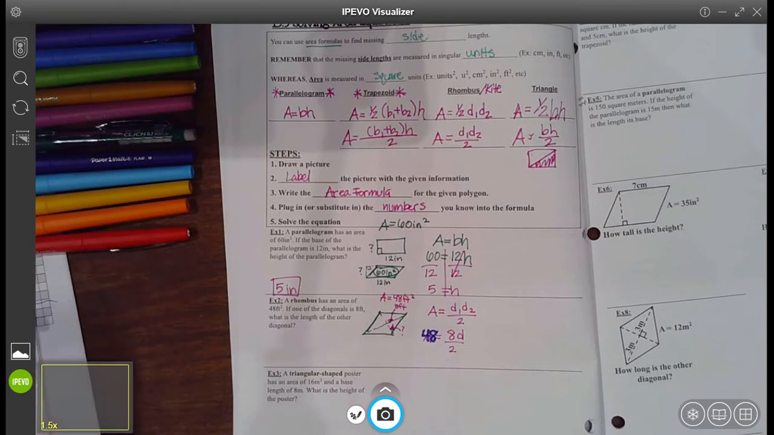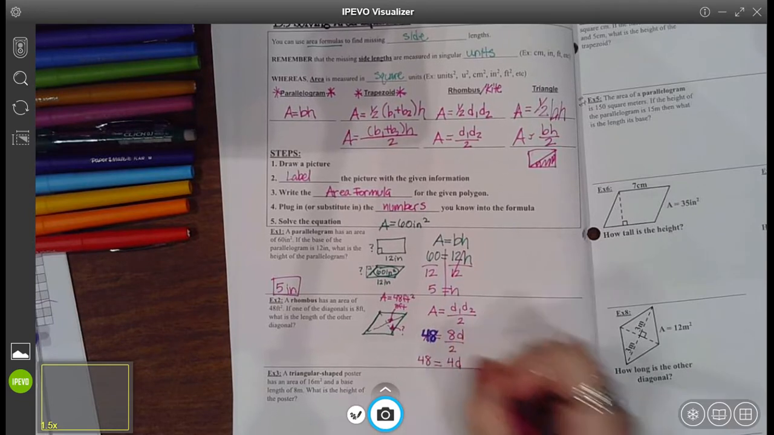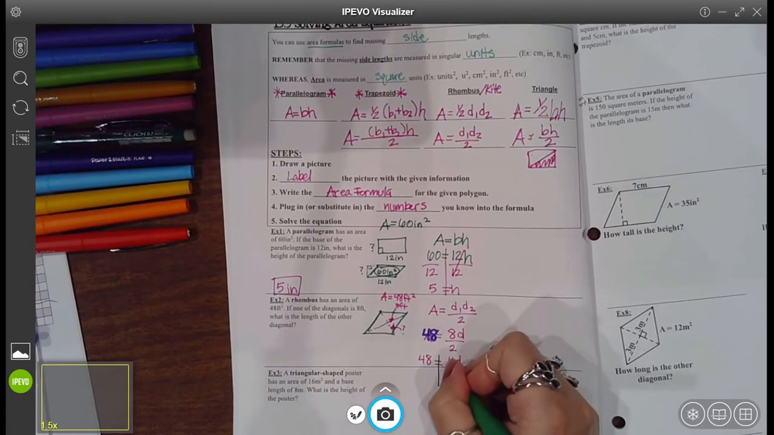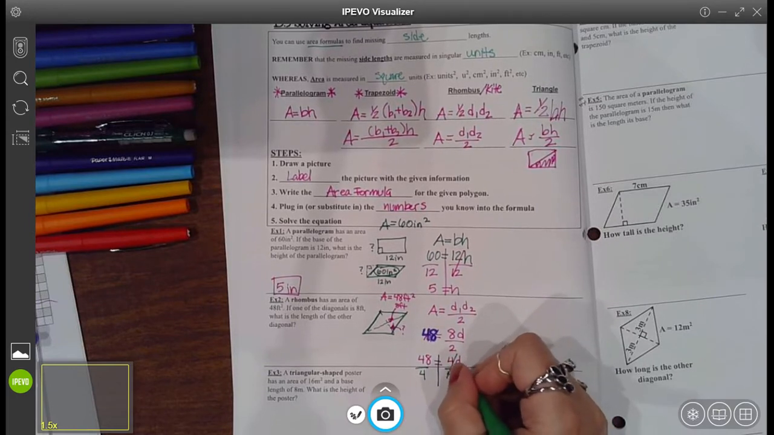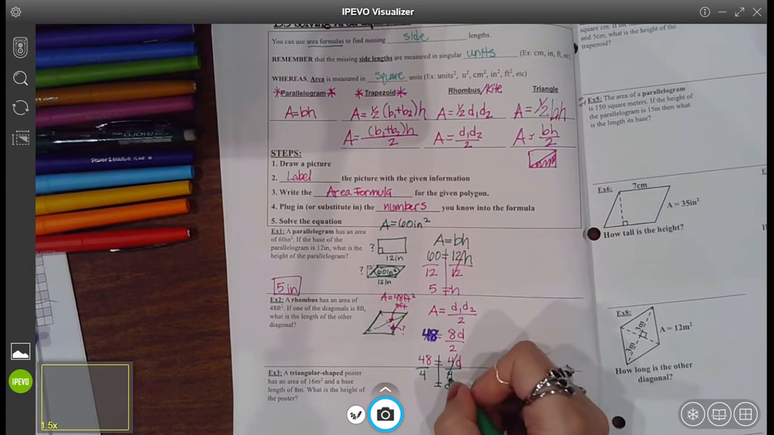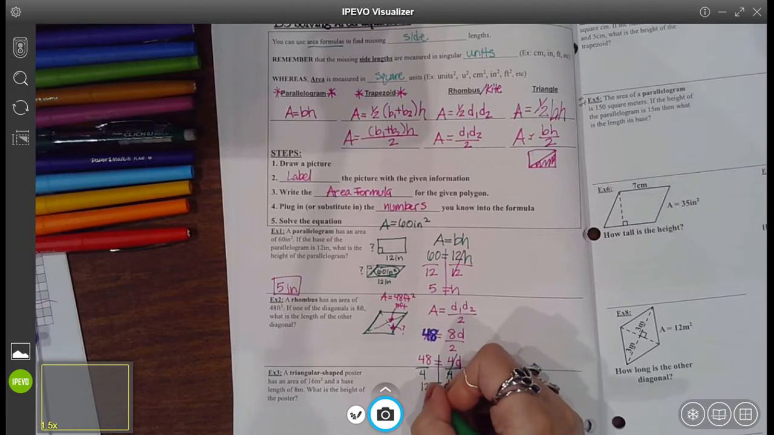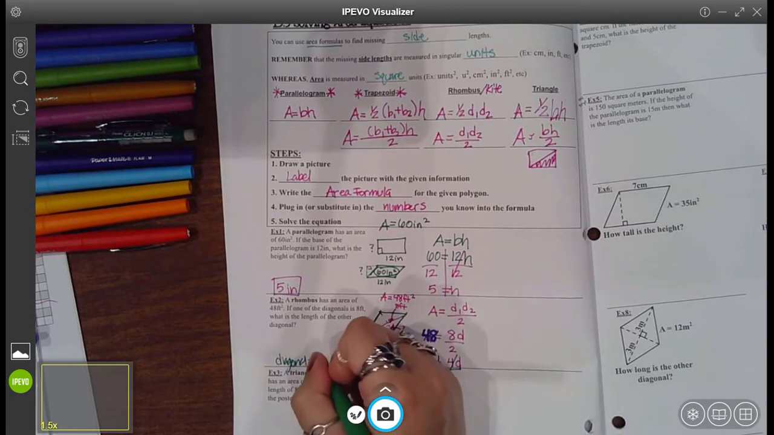Now you only have one variable. So let's simplify this side. It's saying 8 divided by 2. Well, 8 divided by 2 is 4. So now you have 4D equals 48. How do you get D by itself? I'm going to go ahead and divide both sides by 4. Because 4 divided by 4 is 1. So now you have 1 times D, or just D. And whatever you do to one side, you do to the other. 48 divided by 4 is 12. So my diagonal is equal to 12. We were talking about feet, so 12 feet.